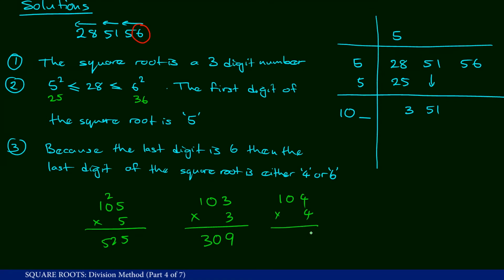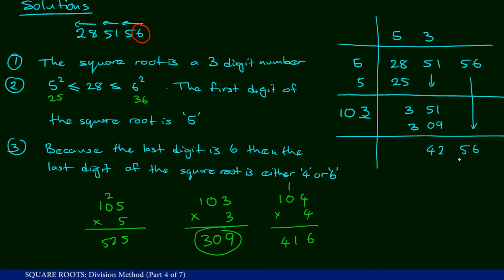4 times 4 is 16. This is 1 and this is 4. 416 is bigger. The only one that is less is 309. So the next digit should be 3 here, and the quotient is also 3. So 103 times 3 is equal to 309. Then subtract 309 from 351. That is 42. Let's bring down 56 here, so 4256 is the new remainder.